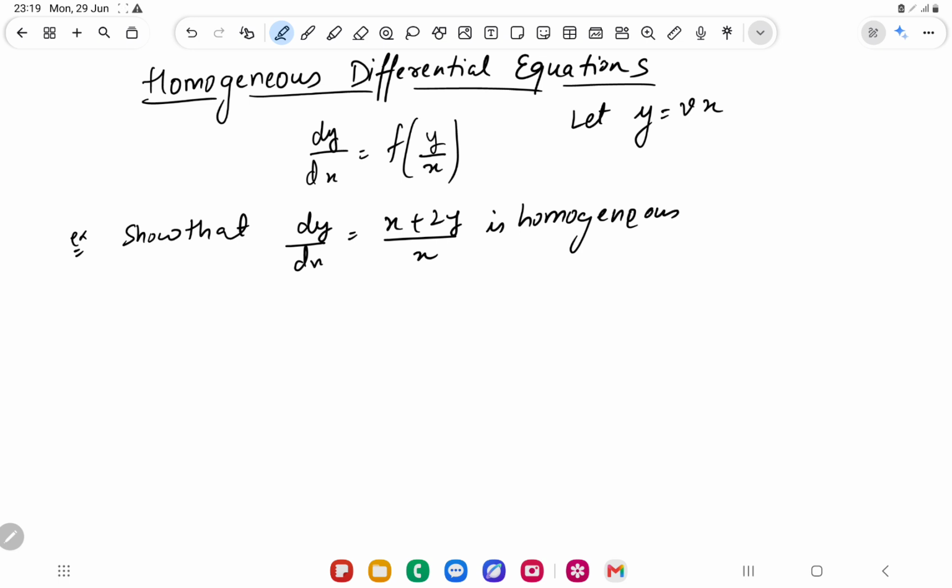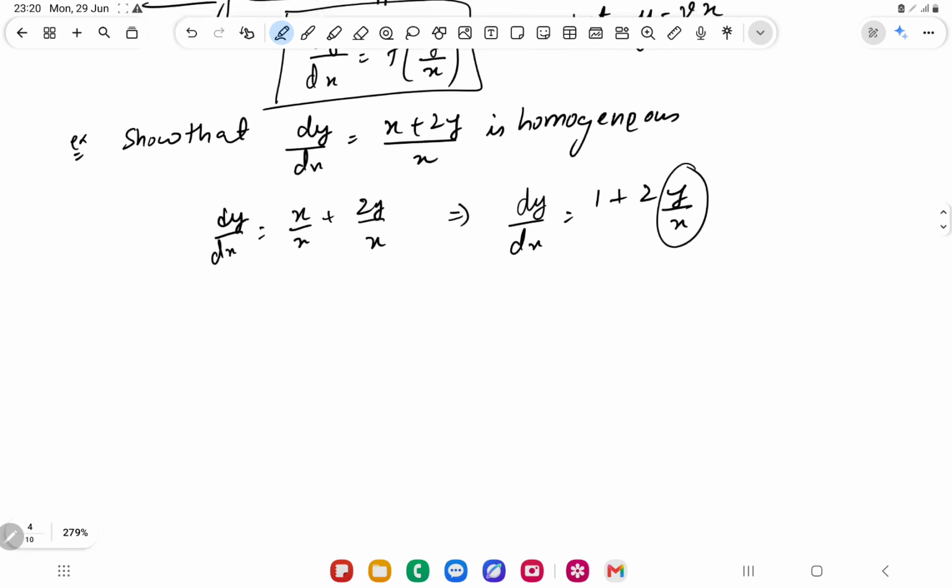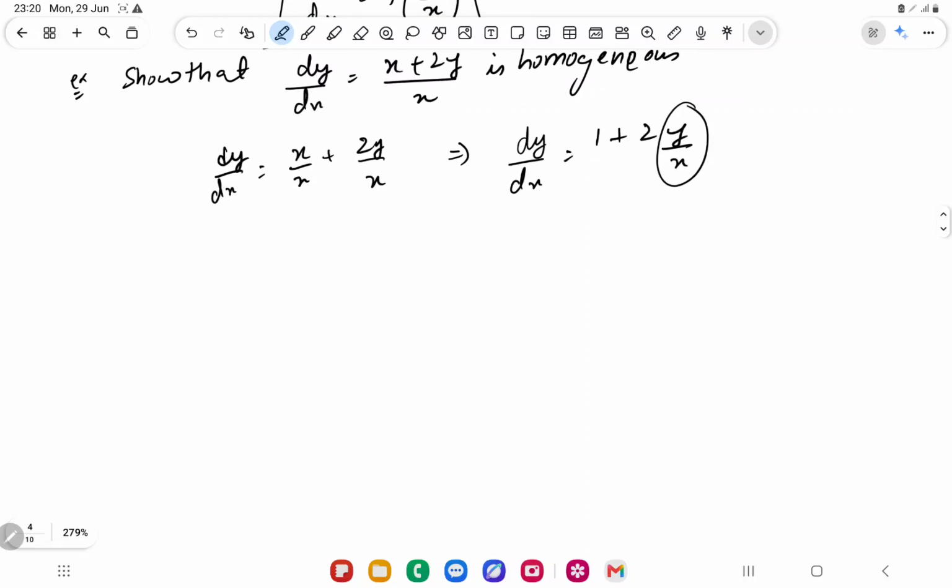Now how will you show? To show this, what we can do is, dy by dx is equal to, we can separate the denominator and I can write it like this. So this becomes dy by dx as 1 plus 2y by x. Now my equation is in this form where I have a function of y over x. Now how to solve this? So let's understand. We will assume y is equal to vx.